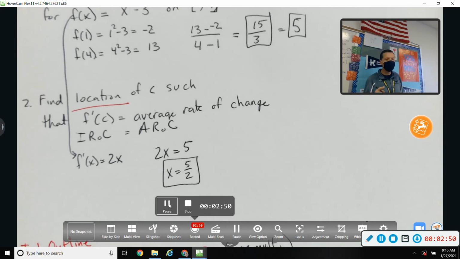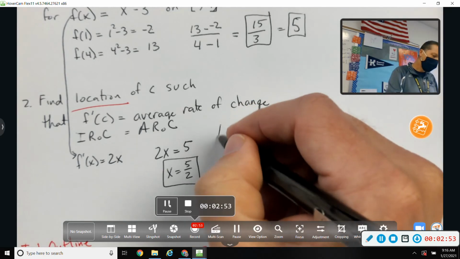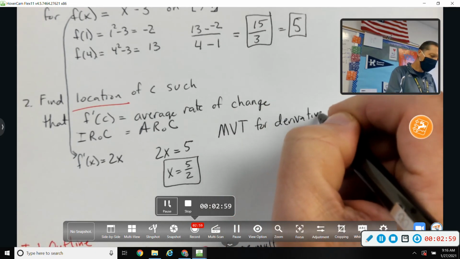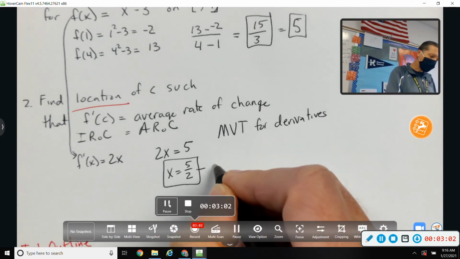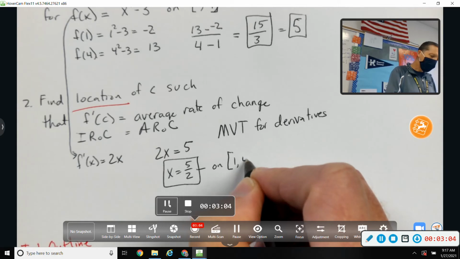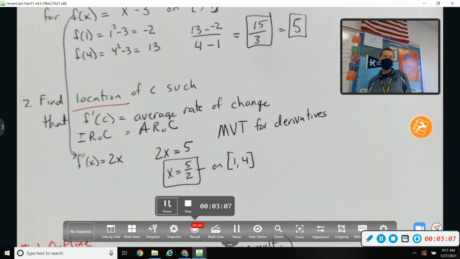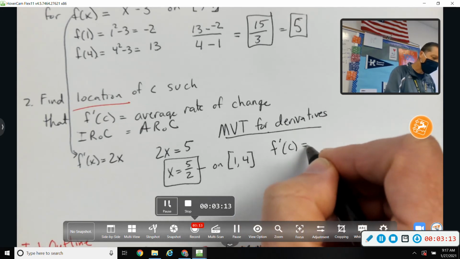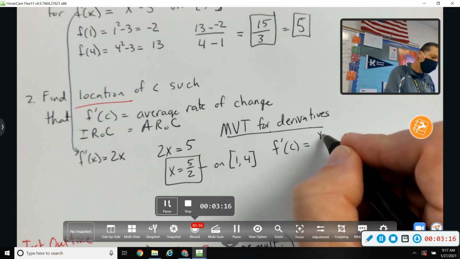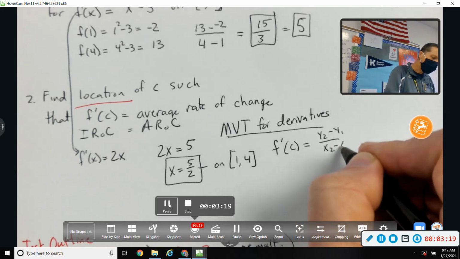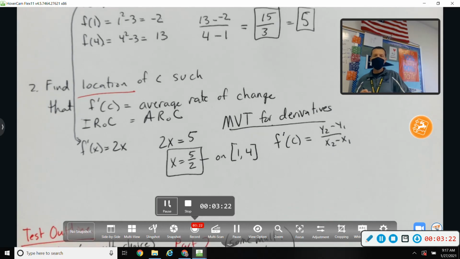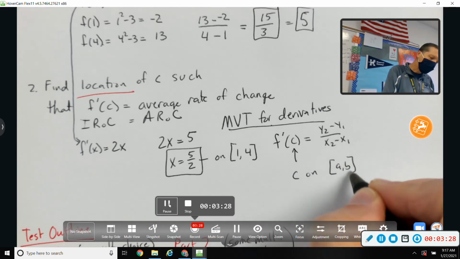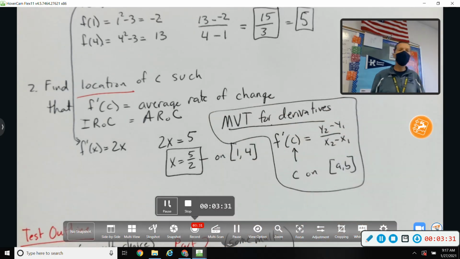How this relates to anything is that what we just used or showed was the MVT for derivatives. Because 5/2 is in between, or is on 1 to 4. So MVT for derivatives says that the calculus slope somewhere is equal to the algebra slope for the whole thing, and that this C is on A to B. That's the MVT for derivatives.